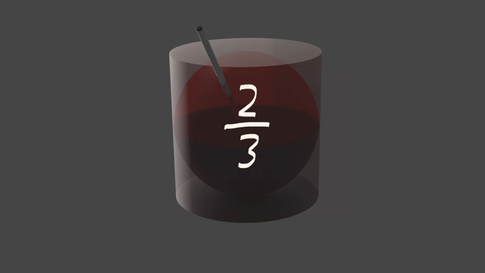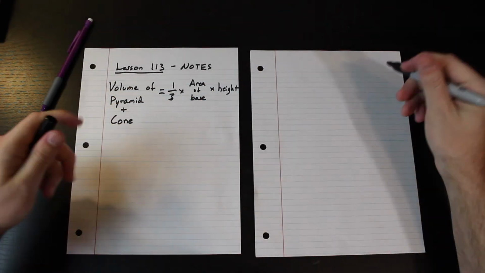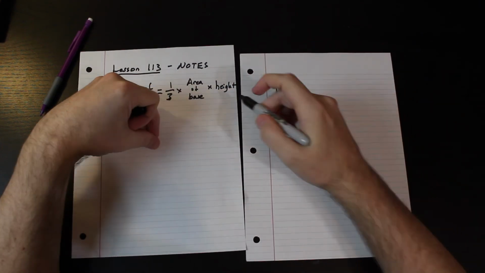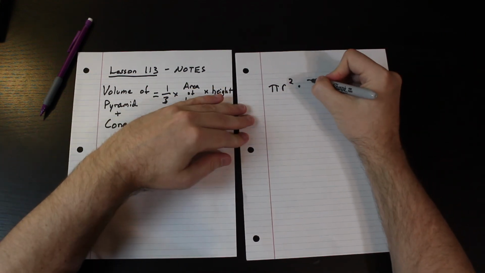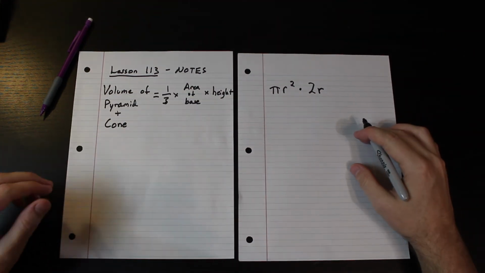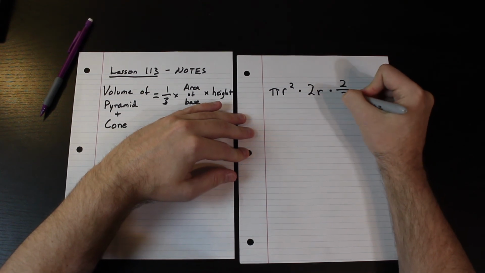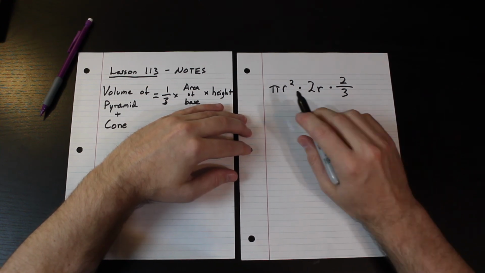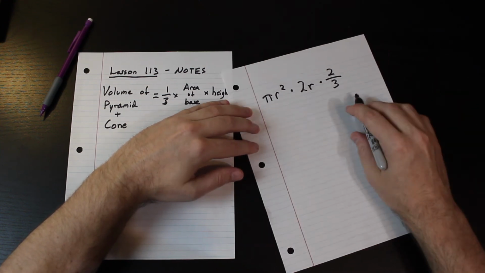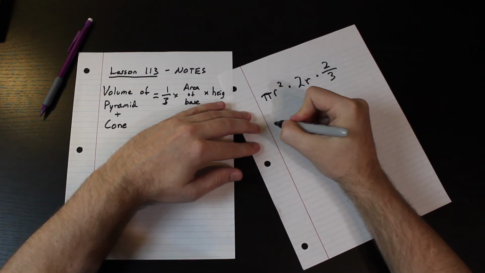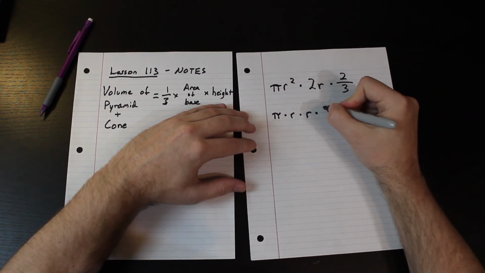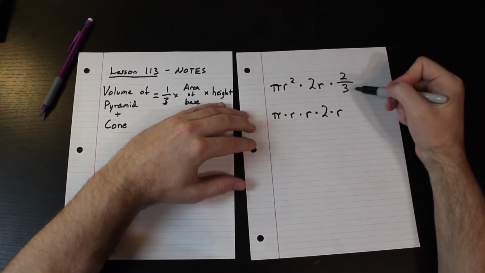So let's go back to our notes and find the formula for the volume of a sphere. It should be the area of the base, pi r squared, times the height, which is 2 radii long in this case, so 2r, times 2/3. Let's simplify that. The easiest way is to write it all out as multiplication. The area of the base is pi times r. We multiply that by 2 times r, and then we multiply that by 2/3.